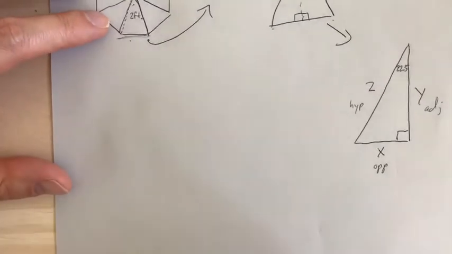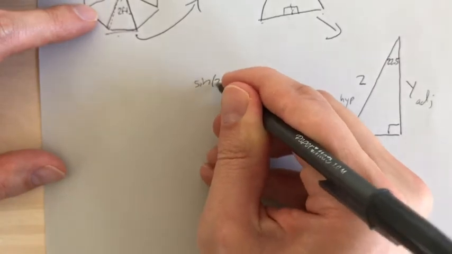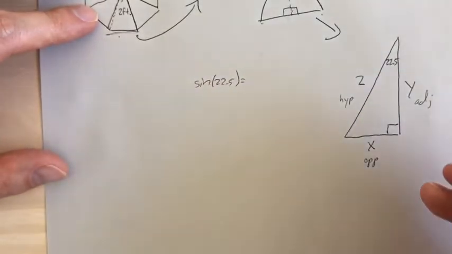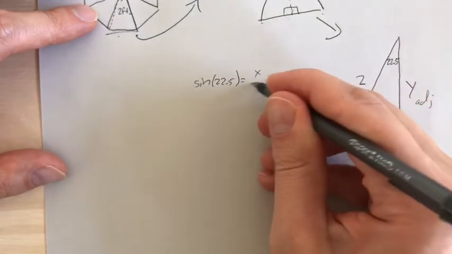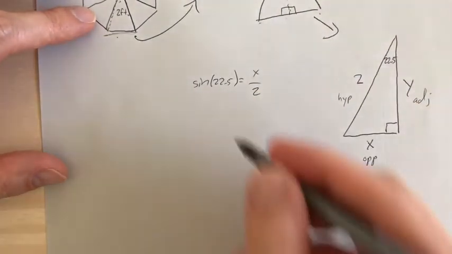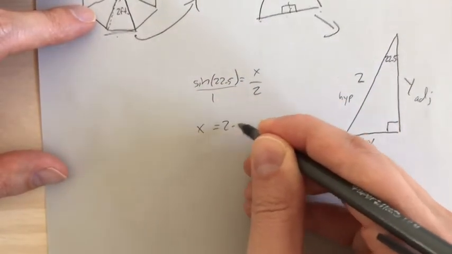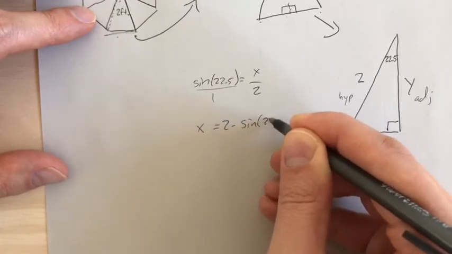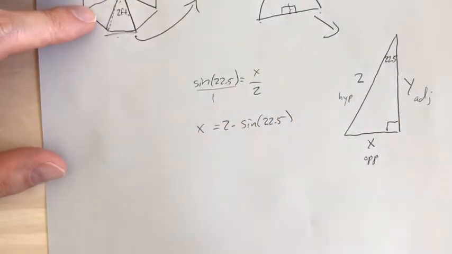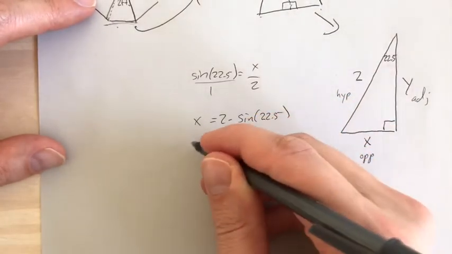So I'm going to start by finding x. I'm going to do that by using sine of 22.5 equals opposite over hypotenuse, which is 2. And I'm going to go ahead and cross multiply. So 1 times x, and then 2 times sine of 22.5. So that would be the answer for my x. So I'm going to just real quick do that. 2 times the sine of 22.5 is going to be roughly 0.76.